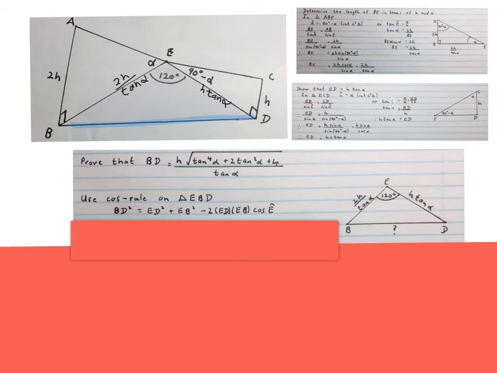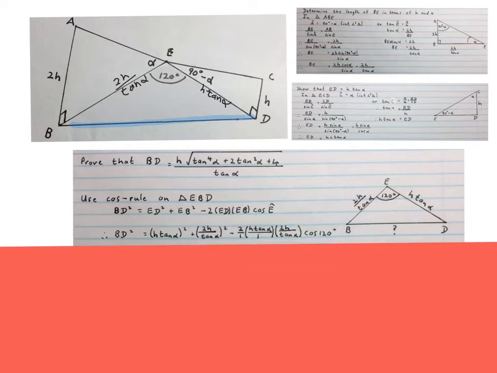Next they ask us, prove that BD, that blue line over there, equals this answer. We may use the cos rule on triangle EBD. I took that triangle, rewrote it over here with all its information on it. The cos rule says BD squared equals ED squared plus EB squared minus 2 ED EB cos angle E. Then we fill in the actual values and lengths.